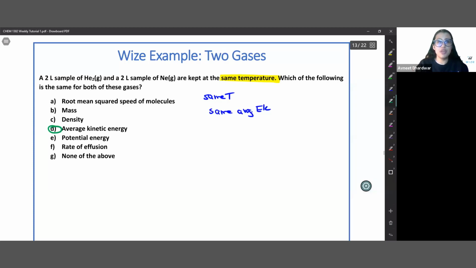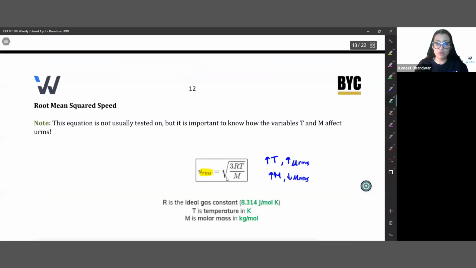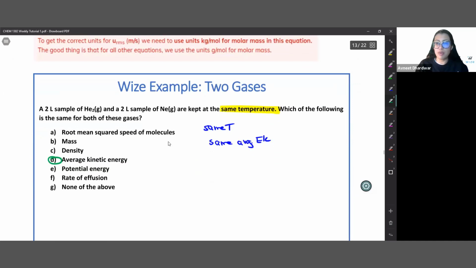And these gases, helium and neon, have different molar masses. Remember that root mean squared speed has to do with molar mass, so they're going to have different root mean squared speeds since they have different molar masses. That's why A was incorrect. I know a lot of people chose A. Because they're at the same temperature, they have the same average kinetic energy.